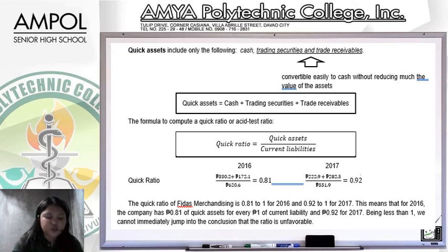So the quick ratio of Yvonne Merchandising is 0.81 to 1 for 2016 and 0.92 to 1 for 2017. This means that for 2016, the company has 0.81 pesos of quick assets for every 1 peso of current liability, and 92 centavos for 2017. Being less than 1, we cannot immediately jump to the conclusion that the ratio is unfavorable.